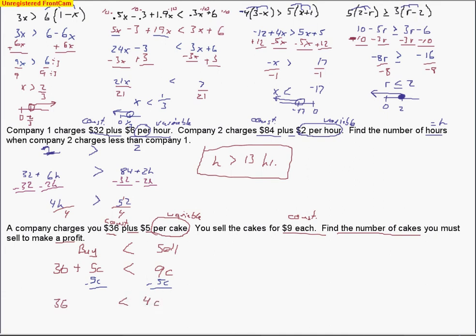So when we go ahead and solve this, divide by the 4, we're left with 9 is less than c. So another way to say it is c is greater than. See, it opens to the c. So c is greater than 9. So after 9 cakes, then you've made a profit. At 9 cakes, that means you have not made a profit. You broke even. So 10 cakes makes a profit. Anything 10 or more is what you want for a profit. 9 cakes break even, 10 or more, you got yourself your profit.